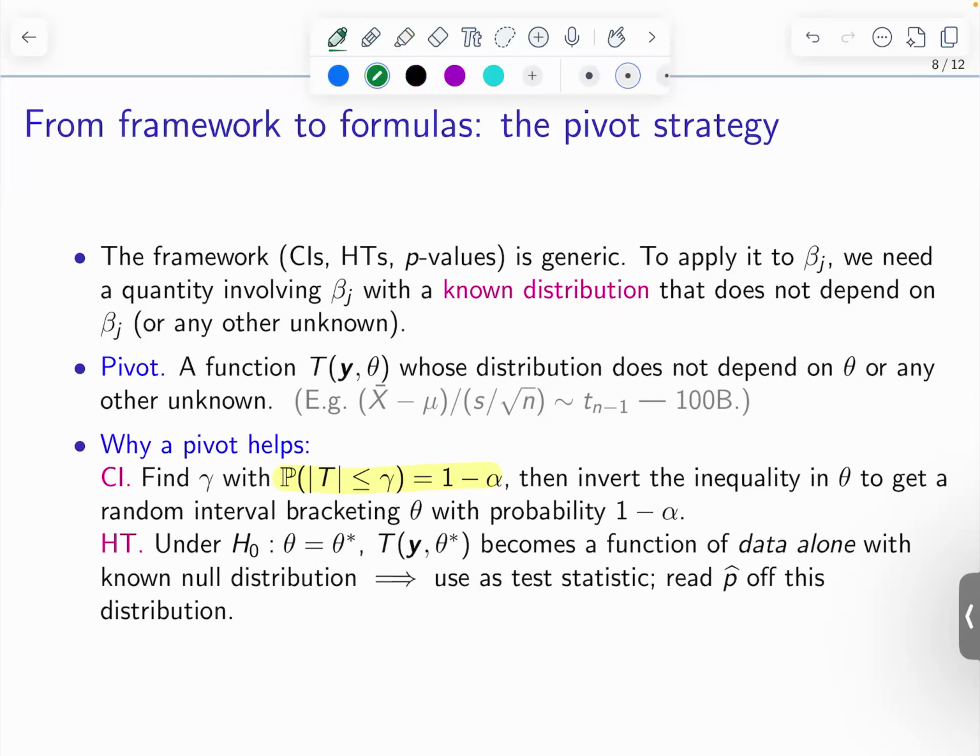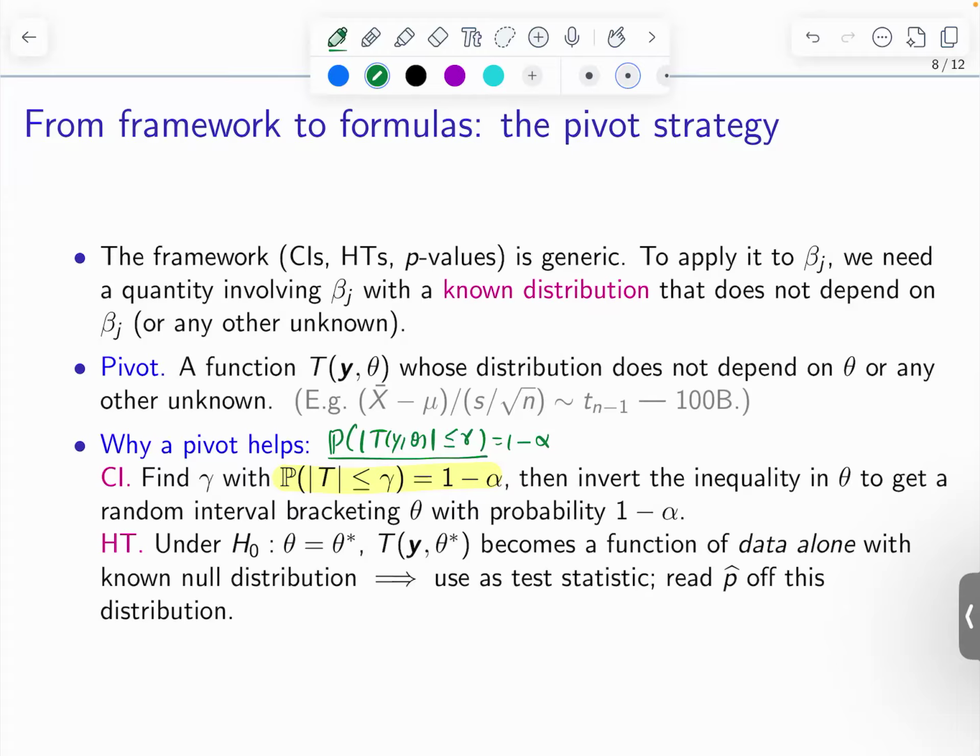Because this probability, this is really t, y, and theta less than or equal to gamma. So sometimes we drop the dependence for simplicity. So this probability does not depend on theta, although the pivot depends on theta. This probability doesn't. So for every gamma, I can calculate what it is, and so I can find gamma such that this is equal to 1 minus alpha, without knowing the actual parameter.